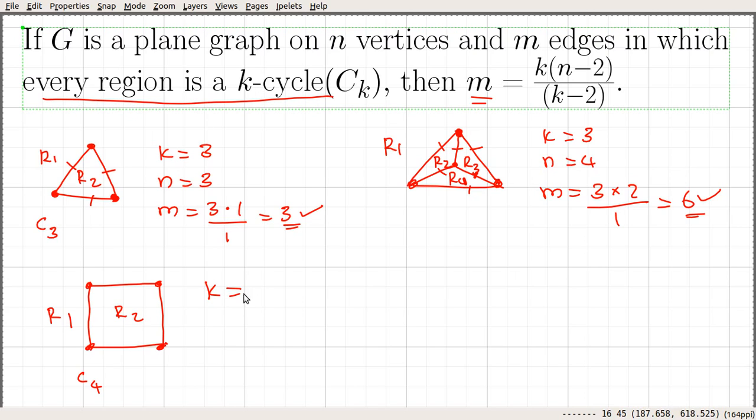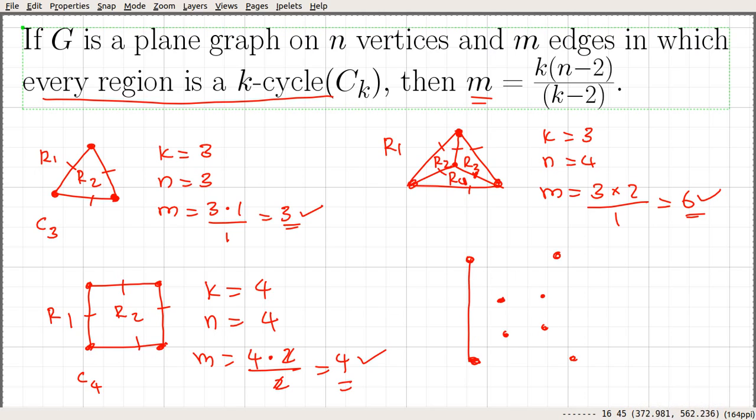So k is equal to 4 and the number of vertices is 1, 2, 3, 4. Let's find the number of edges using this equation. This will be equal to 4 times (4 minus 2) divided by 2, which is going to be equal to 4, and the number of edges is 4 here. So this graph does satisfy this equation. Let's look at one more example. Again we are considering 4-cycles here. Let's start with this one.